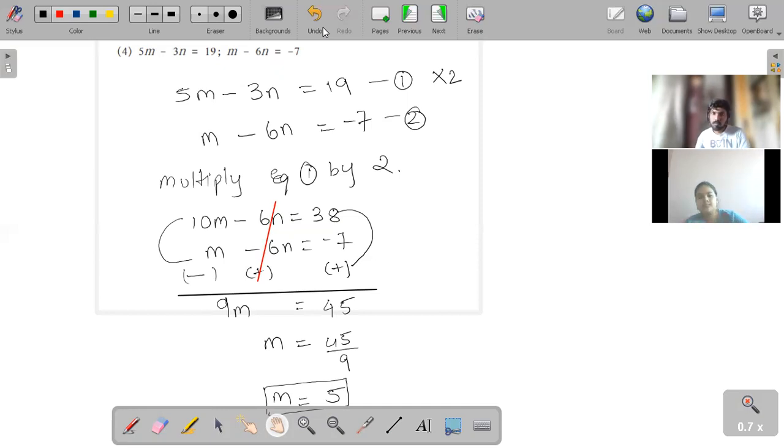Then write it. Can you find out the value of n? Substitute in any one equation.